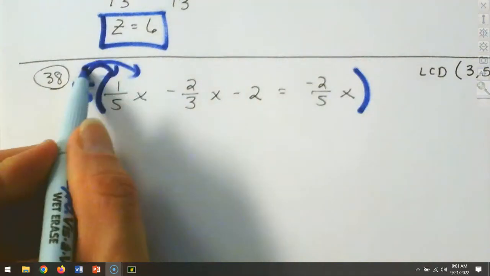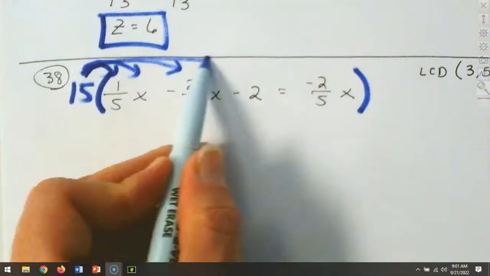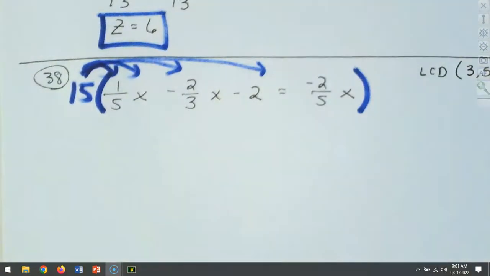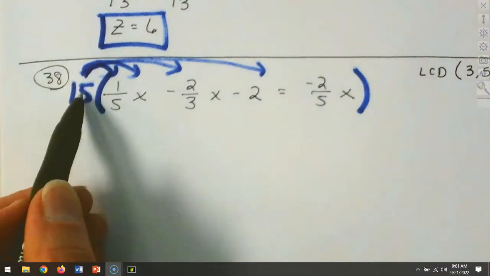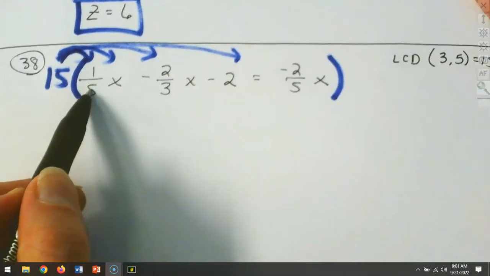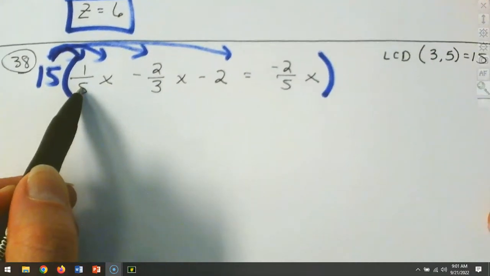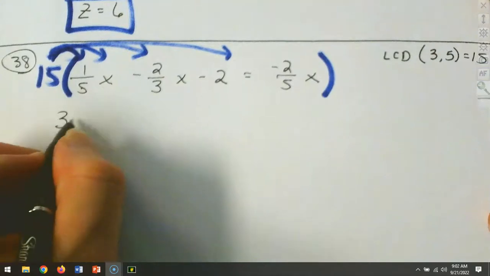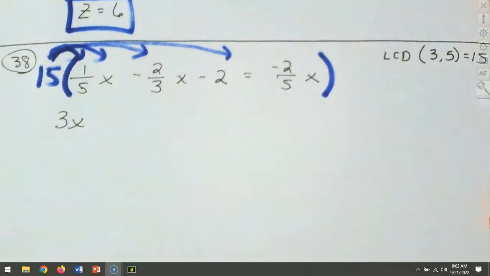And we draw the arrows. I think the arrows make sure you don't miss something, right? So I always draw those. Now, what do we do? Divide, multiply. Divide by the number down below. So 15 divided by 5, that's a 3, right? Okay, and 3 times that 1 makes it a 3, and bring down your x.